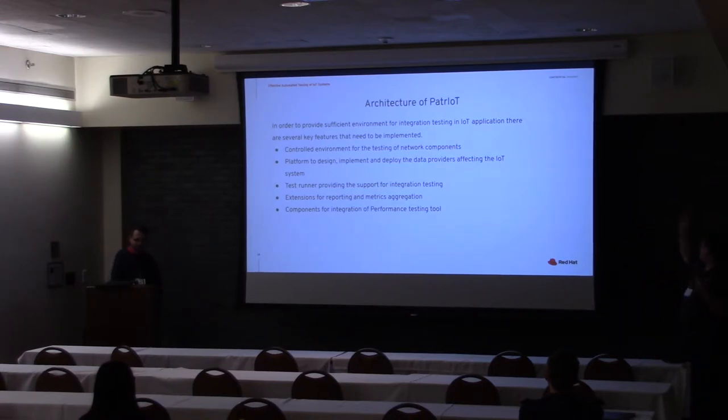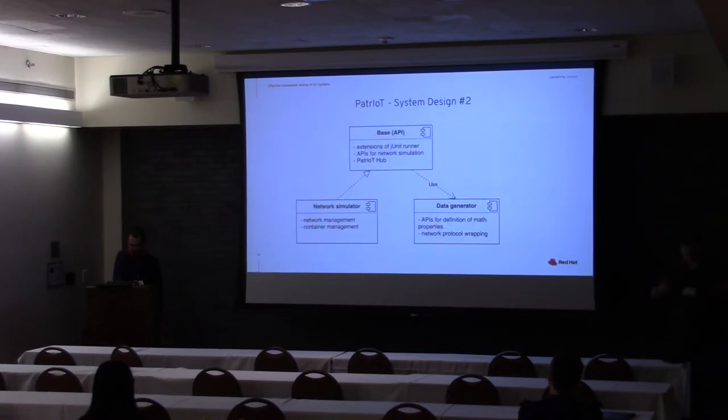So we ended up with five cornerstones: the component for network simulation, component for the data emulation or data generation, test runner for the integration testing, which will allow you to do the integration testing itself in the most simple way. Then some extensions for reporting and metrics, because in these scenarios the basic ones like only plain xUnit, etc., are not sufficient for you because you are dealing with a distributed environment. And components for integration with some performance tool, because we need to test that as well.